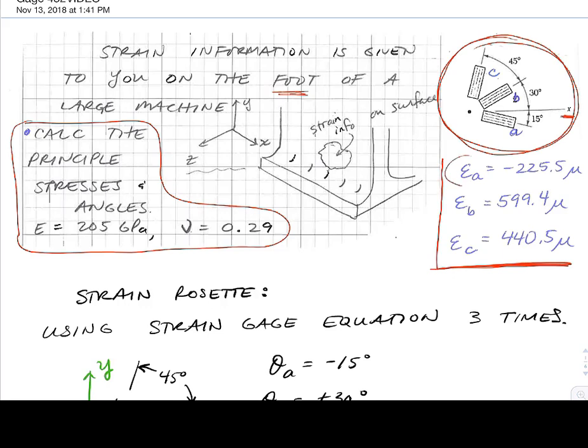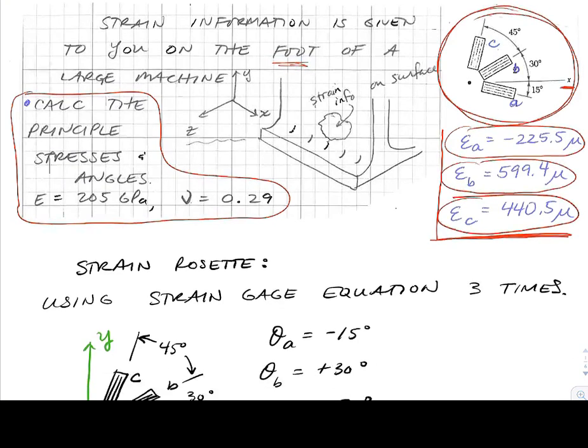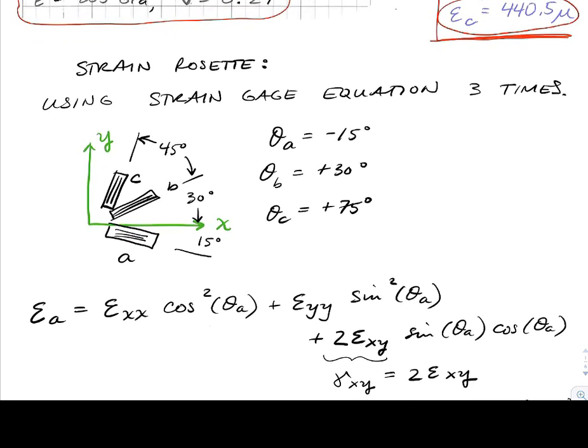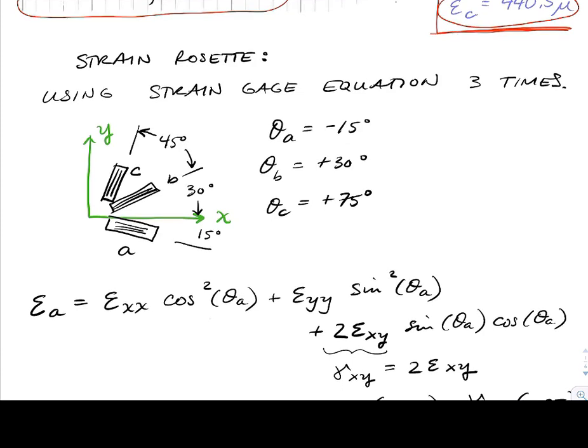Right? We've got something that is shortening. B and C are elongating. They're positive. And so we're just going to use the strain gauge equation 3 times. We'll end up with 3 equations, 3 unknowns. So we'll go through the setup and the solution of this.